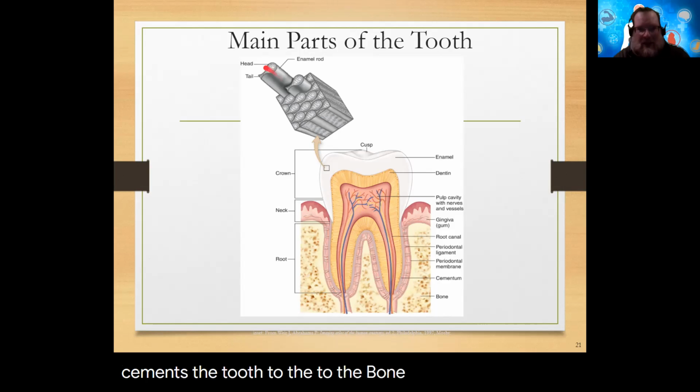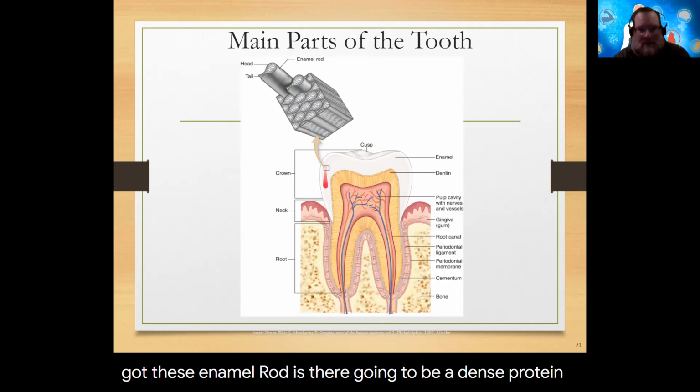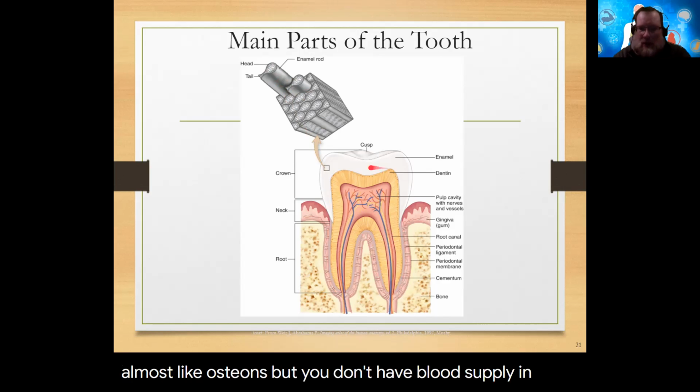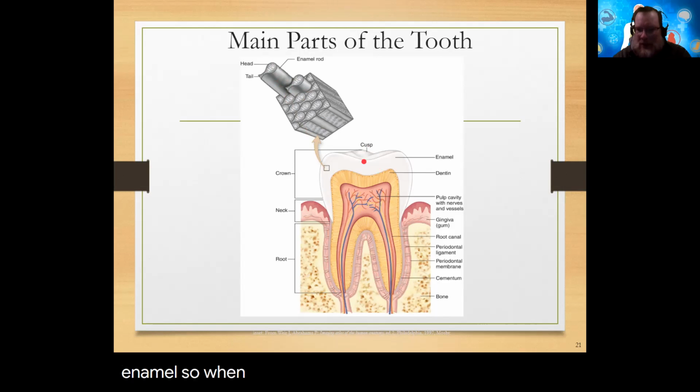But anyway, you've got these enamel rods. These are going to be a dense protein. Almost like osteons, okay? But you don't have blood supply in that enamel. So when the enamel becomes porous, and then it gets down into the dentin, and then we get to the pulp cavity, that's what we're trying to avoid, right?